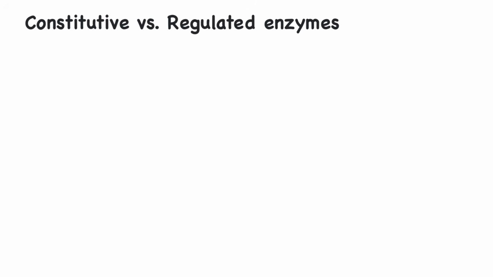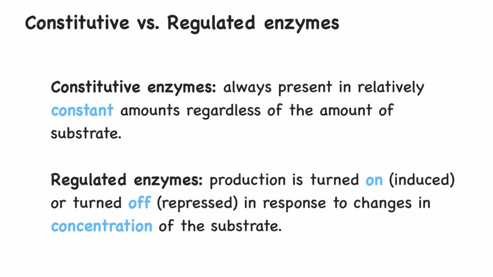Cells also regulate enzyme activity by controlling enzyme production. Some enzymes are produced continuously because they are always needed for basic cellular functions. These are called constitutive enzymes. Other enzymes are synthesized only when their activity is required. These are known as regulated enzymes. Regulated enzymes can be turned on, induced, or turned off, repressed, in response to changes in concentration of the substrate.